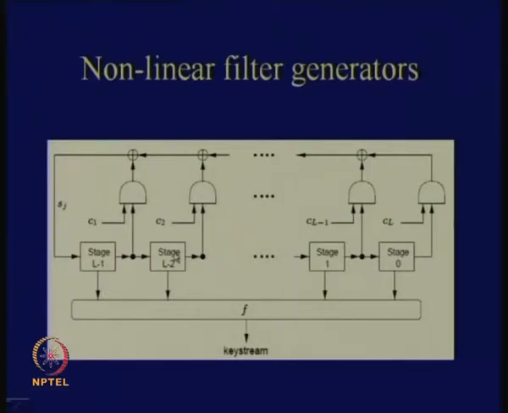So, the outputs of these L-stage LFSRs are combined by a Boolean function f, and it produces a key stream. In this case f is nonlinear, but each corresponding shift register is still based on linear feedback. You take all these intermediate values and combine them by a function f. So, this is one way of solving this problem.